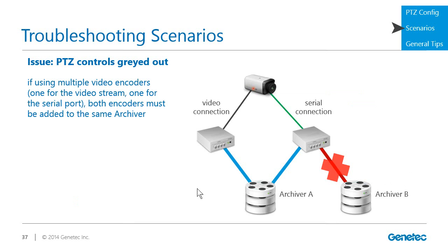Now, if we're looking at an analog PTZ camera, we need to make sure the video encoder hosting the video stream and the encoder hosting the serial port are on the same archiver. So in our example here, we shouldn't have the encoder that is used for the serial connection connecting over to a different archiver. We should have that added over to the same archiver that we're using for the video connection.